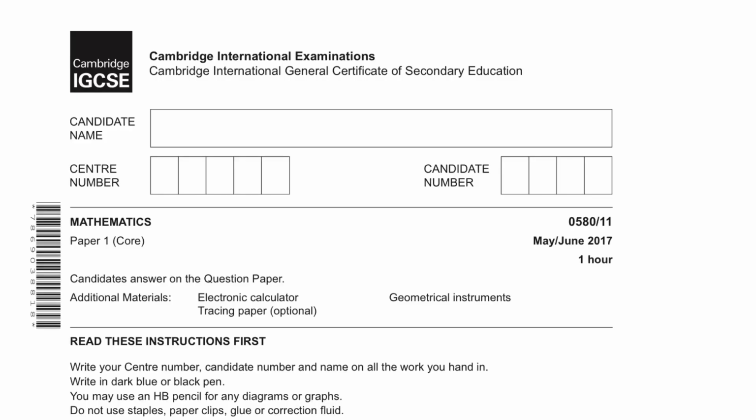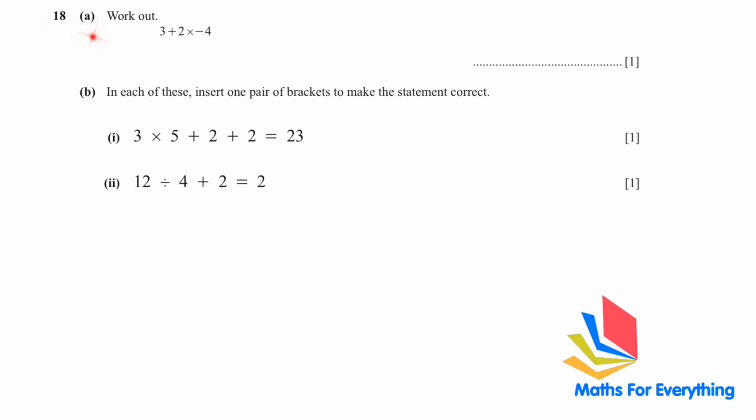In this video, we are going to solve Cambridge IGCSE Mathematics Paper 1 Core, Variant 1-1, May June 2017, question number 18 onwards. Question number 18A. Work out 3 plus 2 multiplied by negative 4. Put the whole thing in the calculator and you will get the answer negative 5.